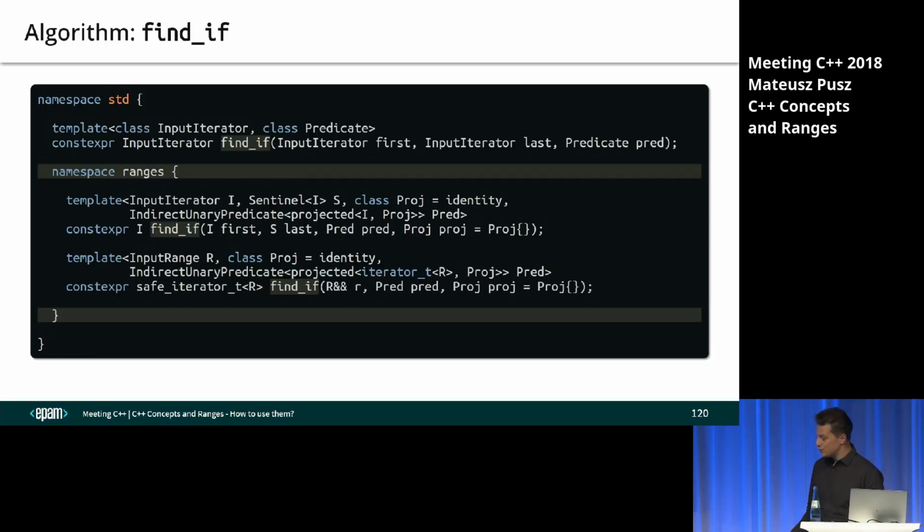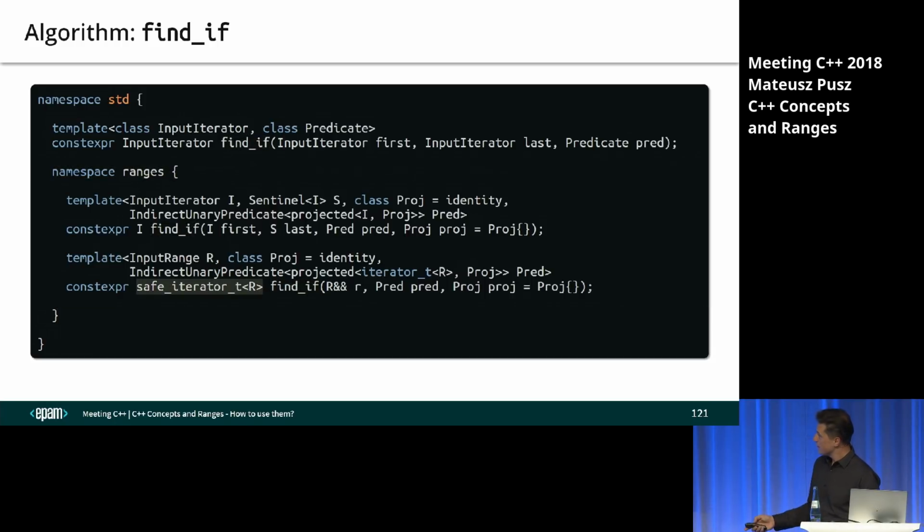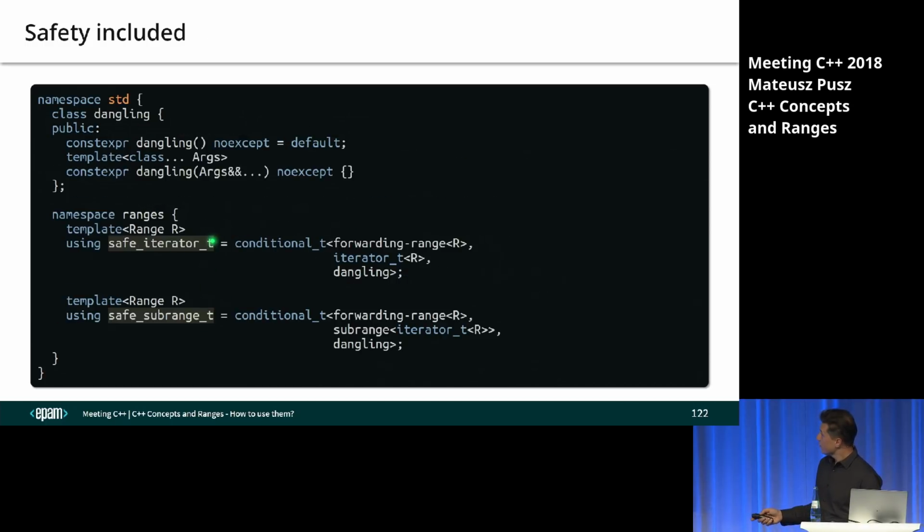Another really important thing here is this safe iterator returned from the ranged version of the algorithm. Safe iterator is an iterator if our range is a forwarding range that we mentioned, or a dangling type otherwise. Dangling is a special structure in the std namespace that can be created from anything and doesn't have any semantics.